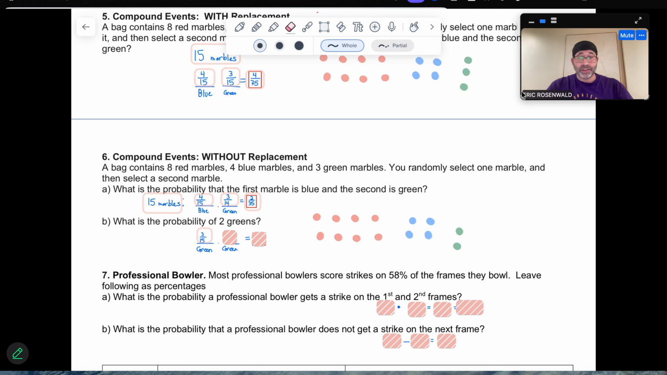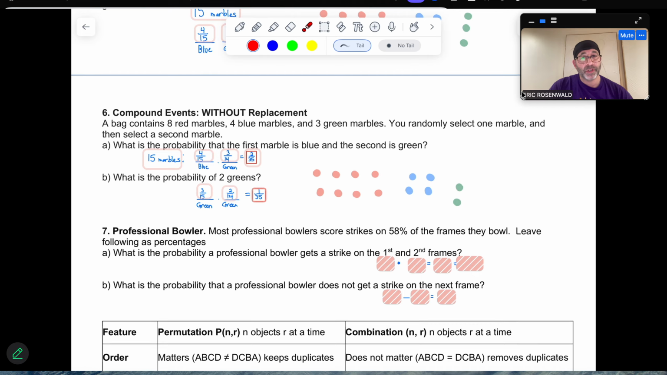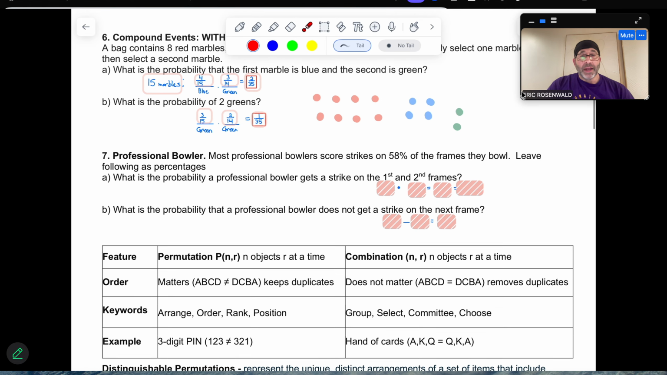Now let's say I got lucky. I grabbed the green. It's out of there. Now, how many greens are there remaining for me to grab from the mix? Well, now there's only 2 greens and there's 1 less marble. So it's a 2 out of 14. Multiply these out and simplify them. We end up with 1 out of 35. So that's pretty cool.